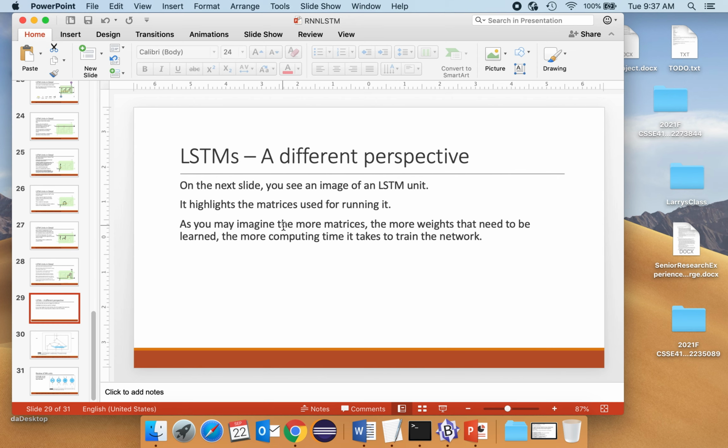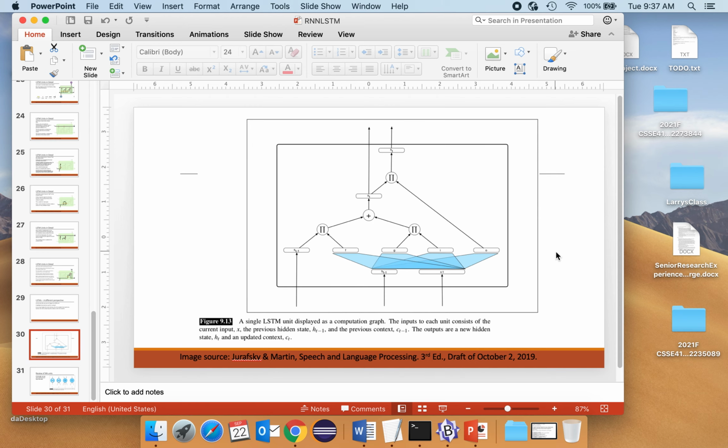On the next slide, I'm going to show you a different image that emphasizes the matrices that are being used. And it's a bunch. As you might imagine, the more matrices, the more weights that need to be learned, and that means the more computing time it takes to train the network. It's kind of large, so I have a separate image for it. As you can tell over here, we have the input vector, the prior hidden state, and the context. They call the context S.